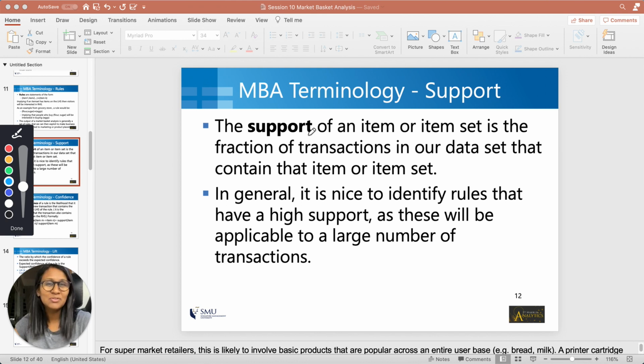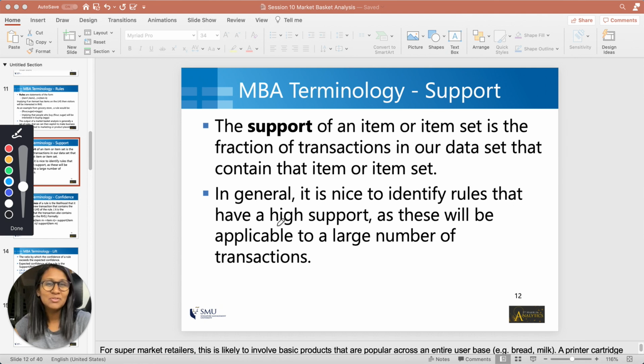Now support can be a percentage, as a fraction of transactions where a particular item is purchased, or it could also be a count, which is a whole number that represents the number of transactions where a particular item has been purchased. And as you can guess, in general it is nice to identify rules that have high support, because high support means high popularity. So if you have an item with high support, then that is a very popular product.